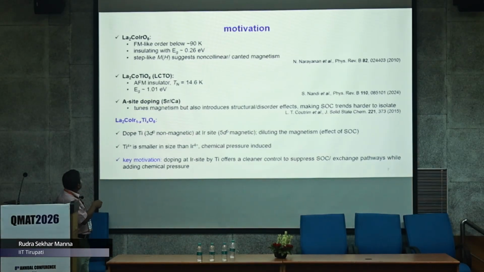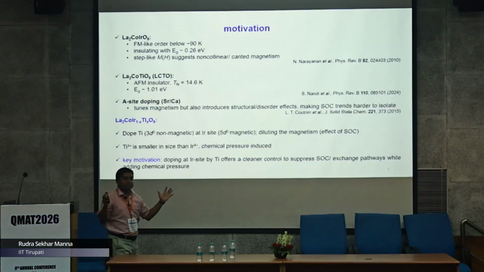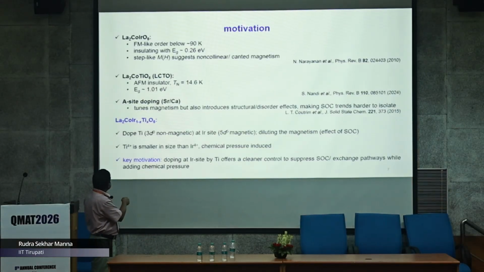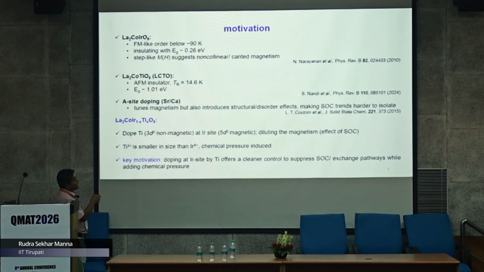Okay. So with that motivation, if you look at the structure which I mentioned in the title, let us study the two end materials. Once you put x equal to 0, you end up with La2CoIrO6, lanthanum, cobalt, iridium, oxygen 6. And if you put x equal to 1, you get La2CoTiO6, lanthanum 2, cobalt, titanium, oxygen 6.